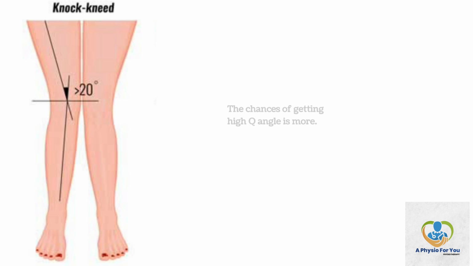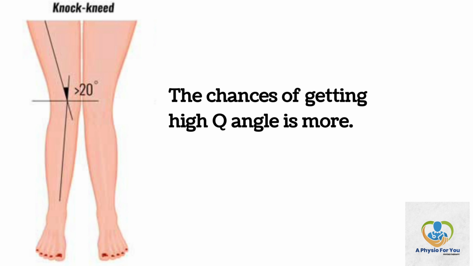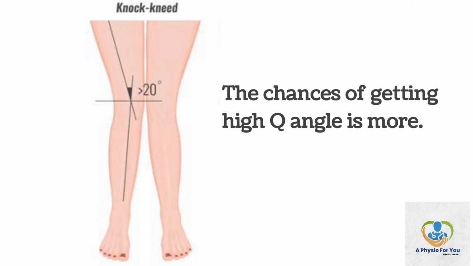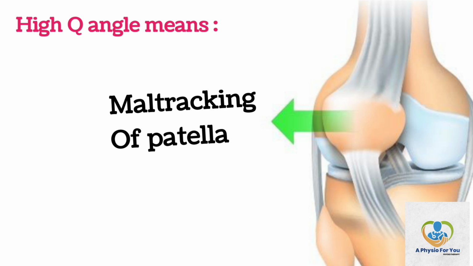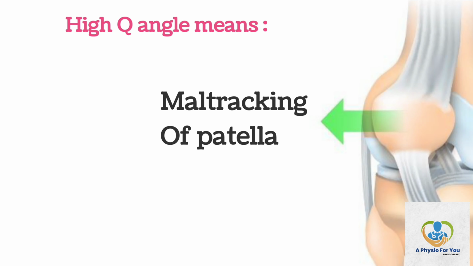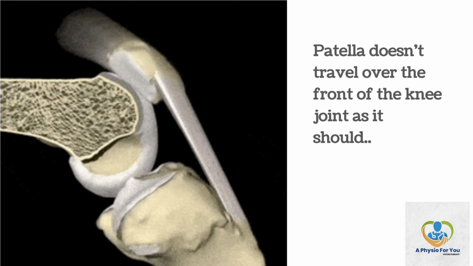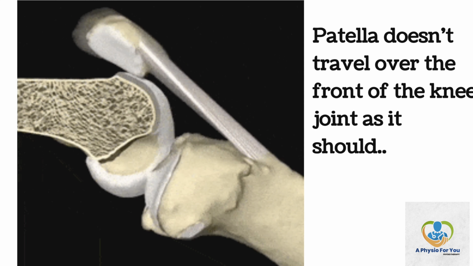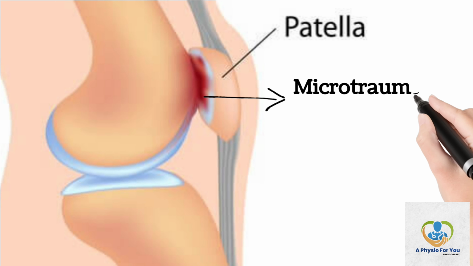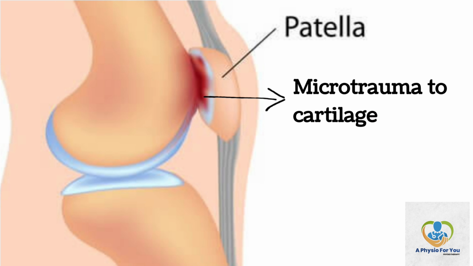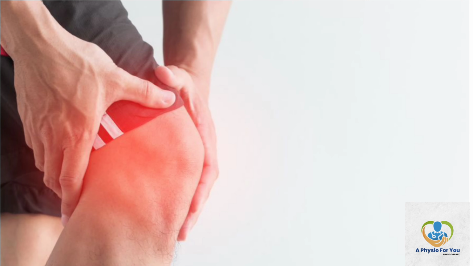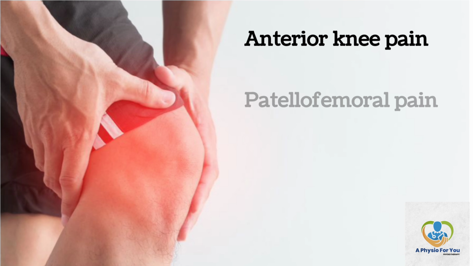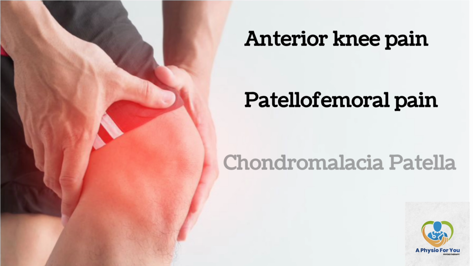In most people, the chance of having a high Q angle is greater. A high Q angle means maltracking of the patella is likely. As a result, the patella does not travel over the front of the knee joint as it should. Over time, this causes microtrauma to the cartilage on the rear of the patella. Eventually, this becomes pain often known as anterior knee pain, patellofemoral pain or chondromalacia patella.